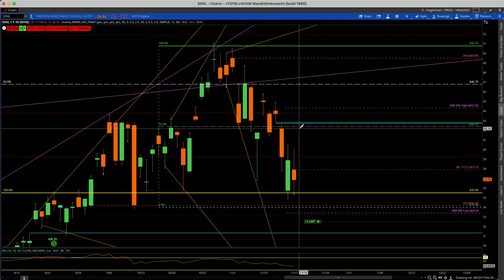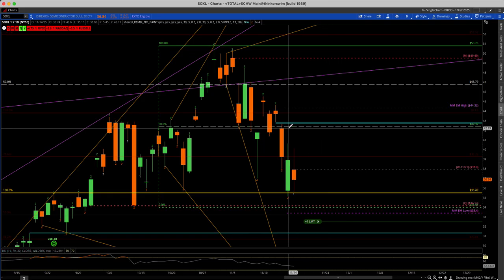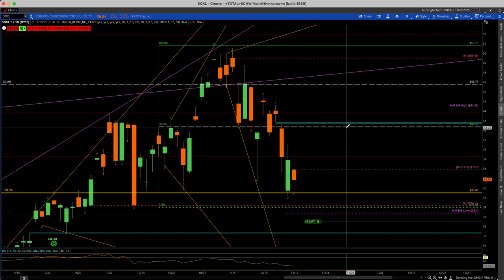Keep in mind this 50% level of last month, so that's probably going to act as a level of resistance. Again, not saying we have to reject there, but don't be surprised if we see some sideways action once we get to that point.